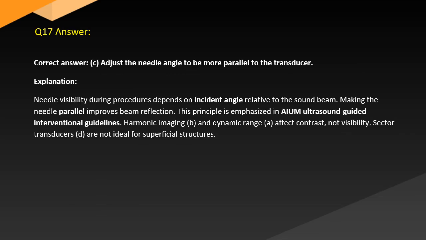Answer. Correct answer C. Adjust the needle angle to be more parallel to the transducer. Explanation. Needle visibility during procedures depends on incident angle relative to the sound beam. Making the needle parallel improves beam reflection. This principle is emphasized in AIUM ultrasound-guided interventional guidelines. Harmonic imaging, B, and dynamic range, A, affect contrast, not visibility. Sector transducers, D, are not ideal for superficial structures.